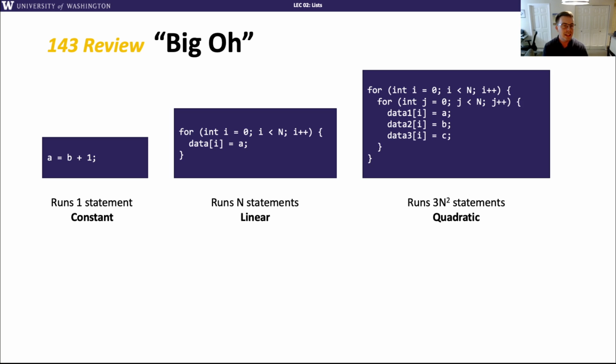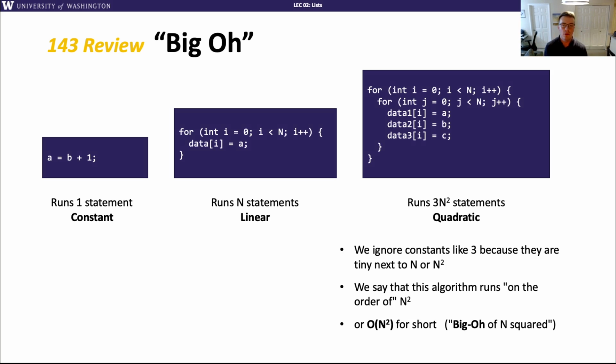Well, on the inside, its body has 3 steps, and this body with 3 steps gets run n times by the inner loop. That's a total of 3n steps for just the inner loop, and it runs that inner loop n times, so it's going to be 3n squared. And whenever we talk about things being n squared, we call those quadratic.